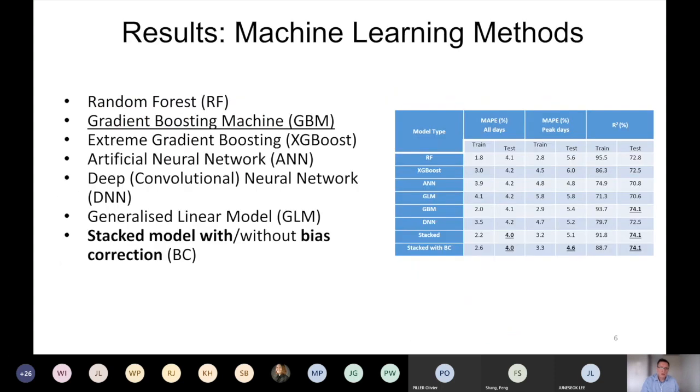So what are the results? In terms of machine learning methods, they all did reasonably well. The most accurate one was the stacked one with bias correction. Stacked means ensemble model. Having said this, it's basically an ensemble of a number of these other models. It's very computationally demanding, and I personally think the gradient boosting machine, which is quite a novel machine learning method, did actually probably the best in terms of trade-off of prediction accuracy and computational time.